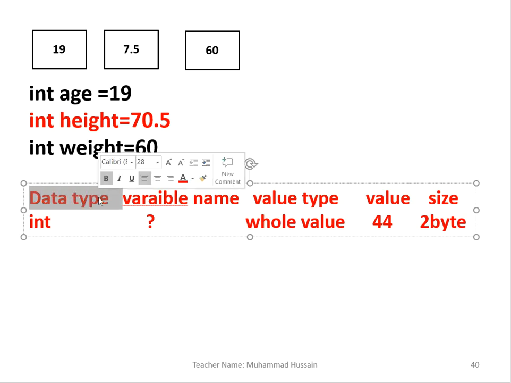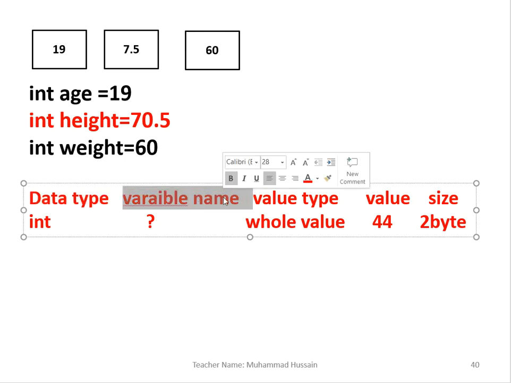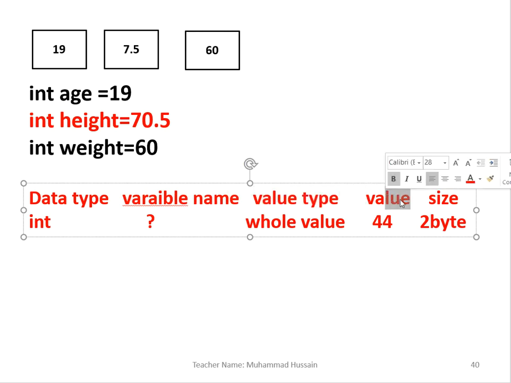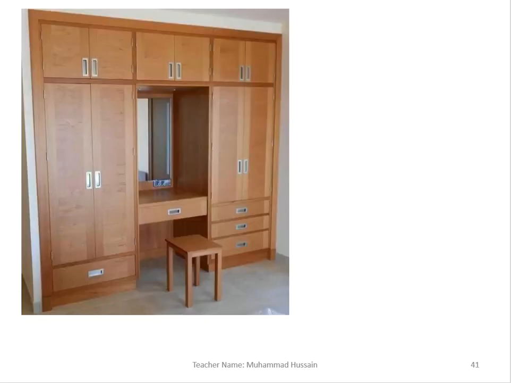Data type we have covered, variable we have covered, and value we have covered. Now the thing is actually the size. This is the size. This cupboard contains more than one cabinet, because we have different types of data.